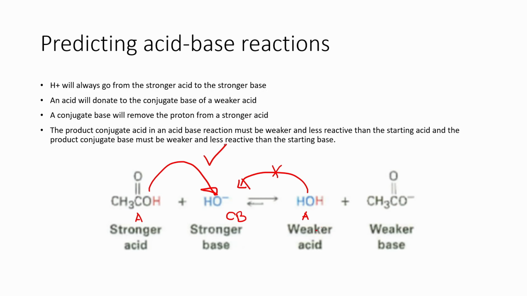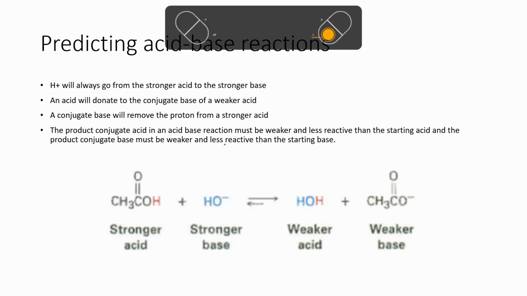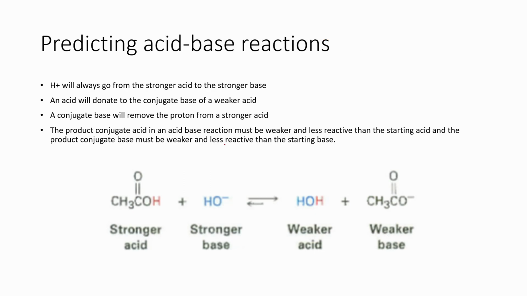Okay, and lastly, the product conjugate acid in an acid-base reaction must be weaker and less reactive than the starting acid, and the product conjugate base must be weaker and less reactive than the starting base. So reactivity is not shown in this reaction.